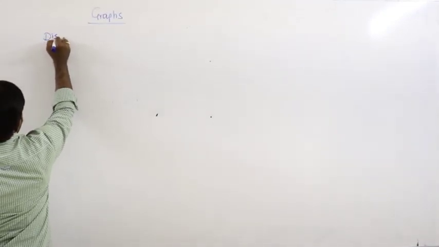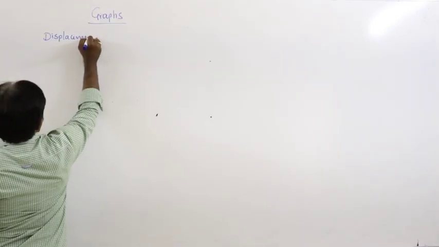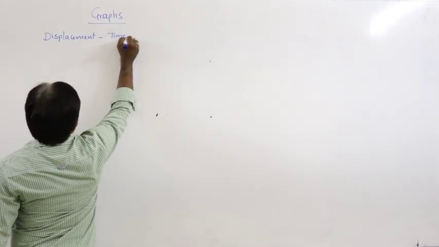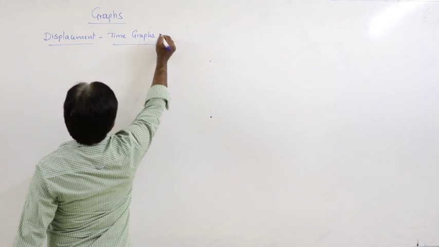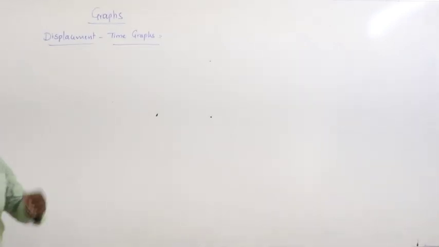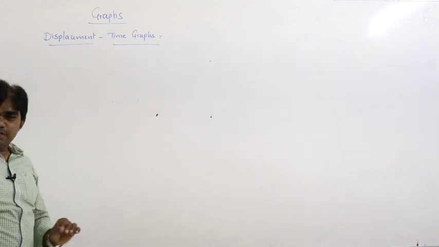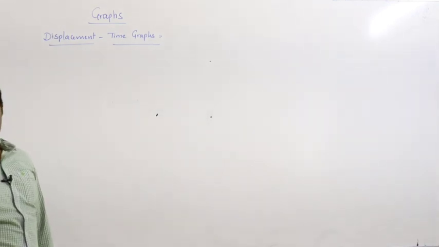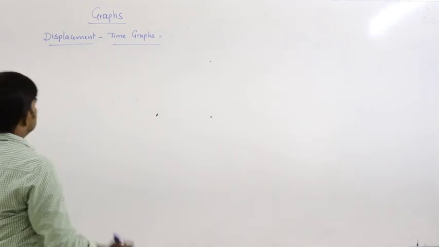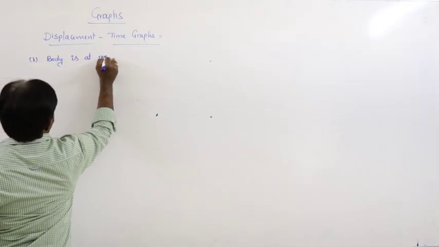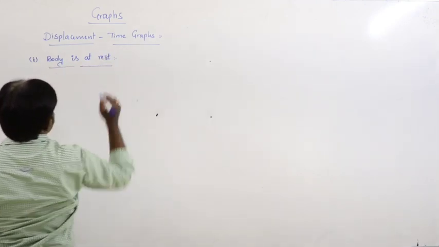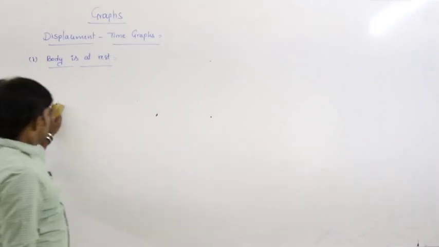So the first condition: displacement time graphs. If you draw the graph between displacement and time for different situations, what are the shapes of the graphs? We have to discuss that. So the first one is, if the body is at rest, then what happens?